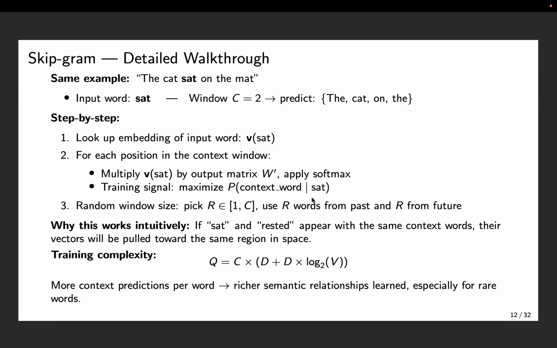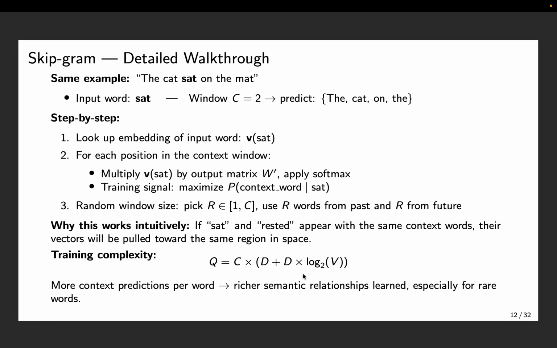But why does skip-gram learn such good semantic representations? Think about it. If sat and rested both appear in similar sentences, the cat sat on the mat and the cat rested on the mat, then when training skip-gram, both words will be trained to predict the cat on the as context words. So over many training examples, their vectors get pulled toward the same region in space. They end up close together because they mean similar things. Training complexity here is Q = C x (D + D x log2(V)).